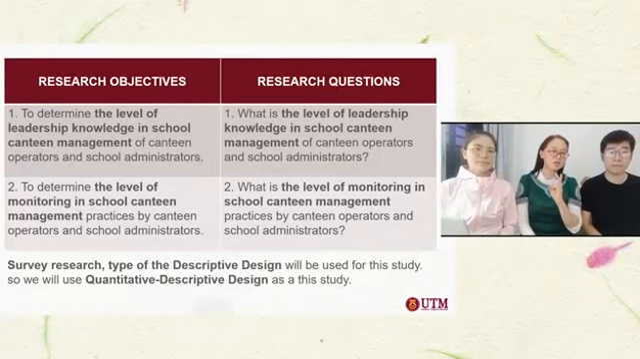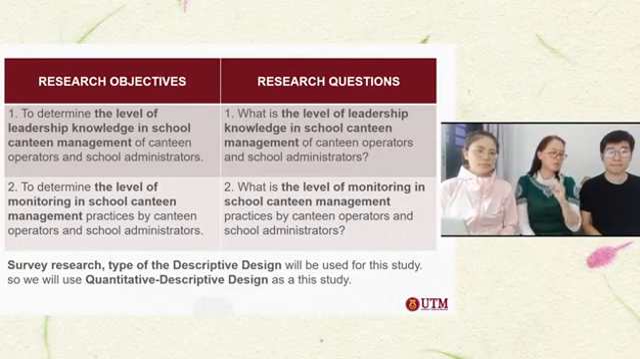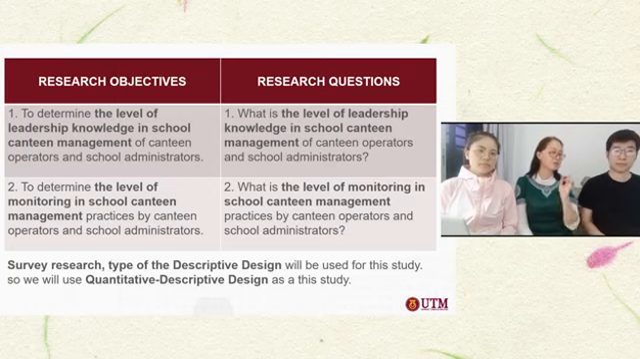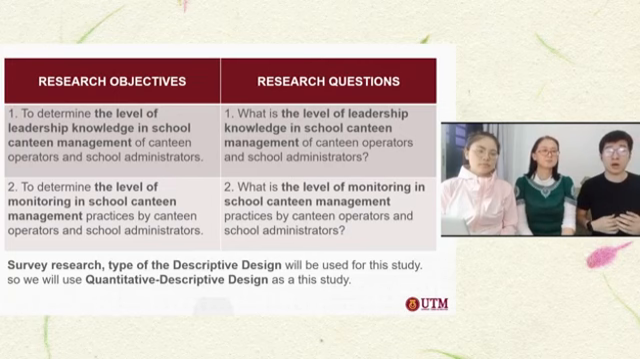Today our research has two research objectives and two research questions. What is the first research objective? To determine the level of leadership knowledge in school canteen management of canteen operators and the school administrators. And the research question for it? What is the level of leadership knowledge in school canteen management of canteen operators and the school administrators?